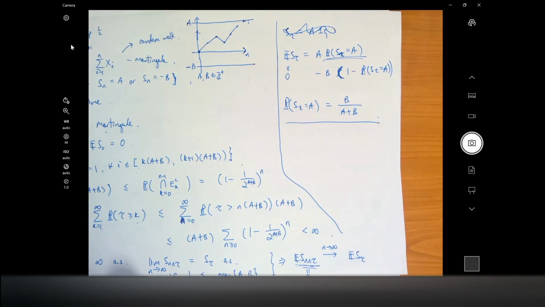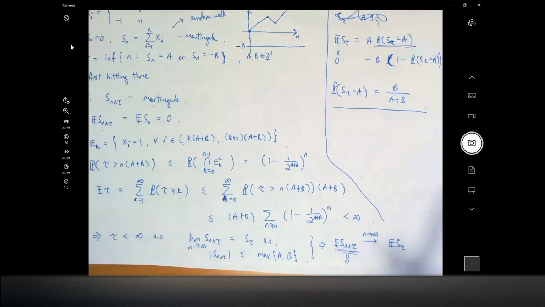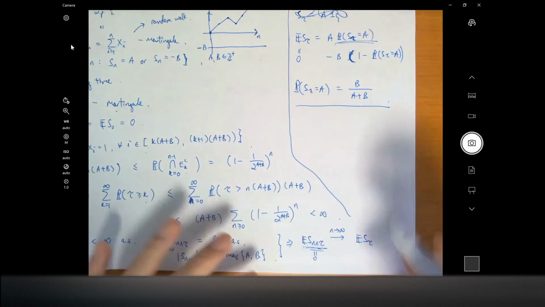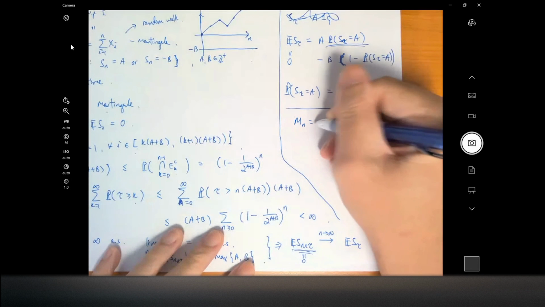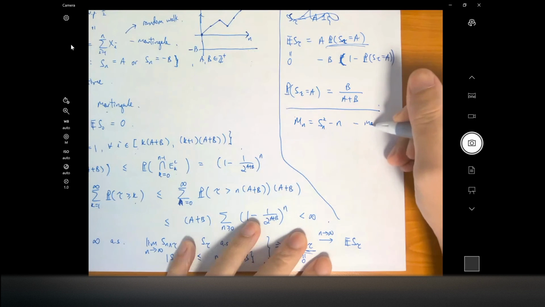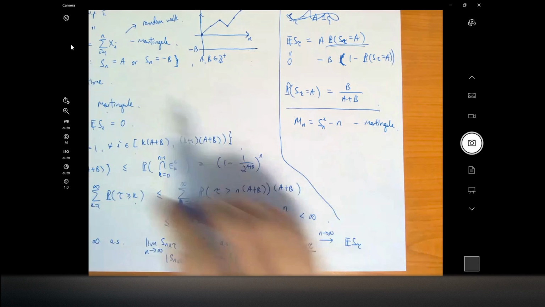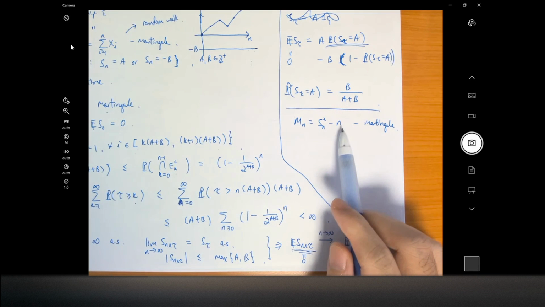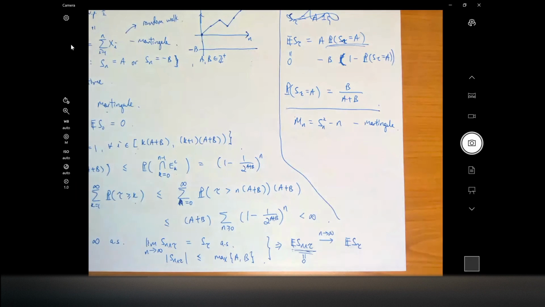Okay, but now we just proved that the expectation of tau is finite, but we haven't really gotten a closed form result for the expectation of tau. So to do that, we will make use of another martingale. Let M_n be equal to S_n squared minus n. If you refer to last week, we also proved that this is a martingale, because sigma squared, remember last week, S_n squared minus n sigma squared is a martingale, and sigma squared equals 1 here.